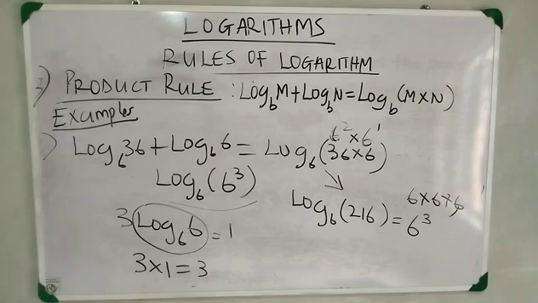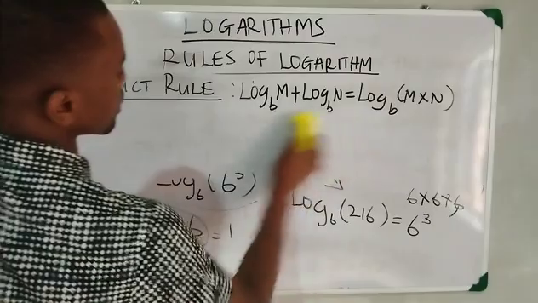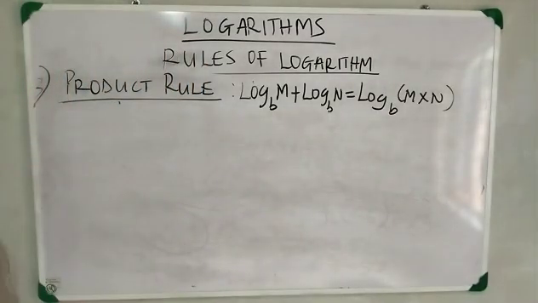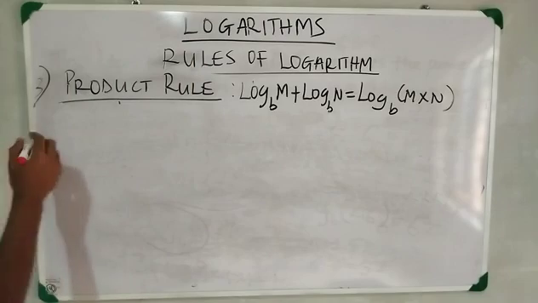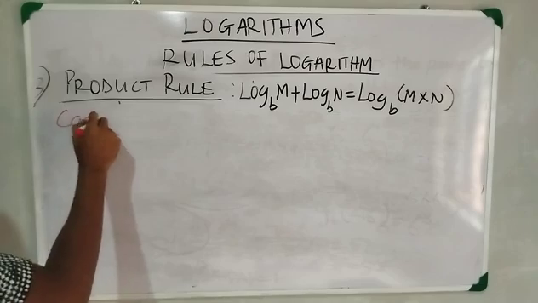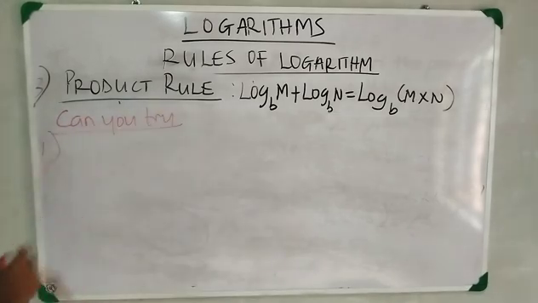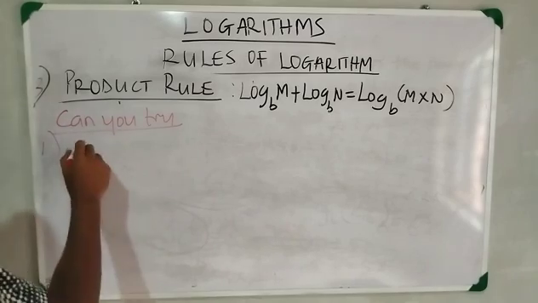So that is how easy it is to perform calculations using the product rule, or as I said earlier, some people call it the addition rule. Feel free to call it whatever you want, but that is another rule of logarithm we've just solved. Can you try to solve some examples on your own? Can you try and add some numbers on your own?